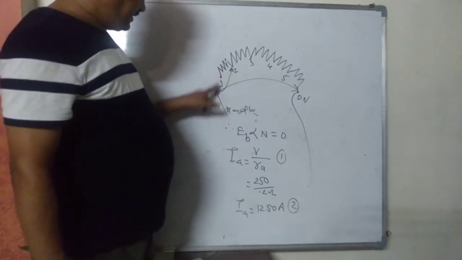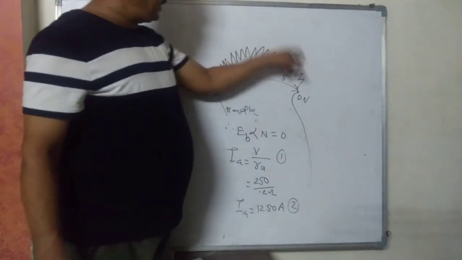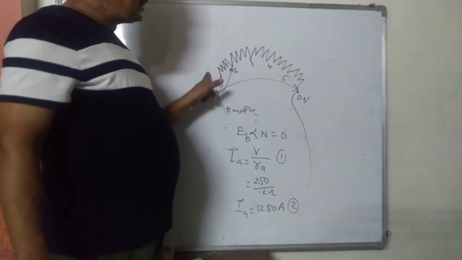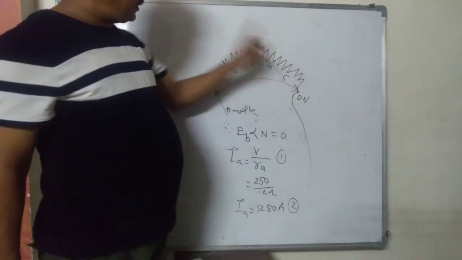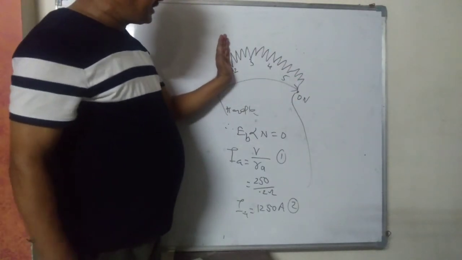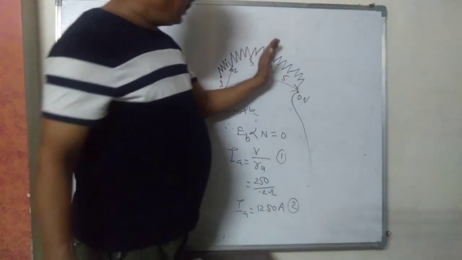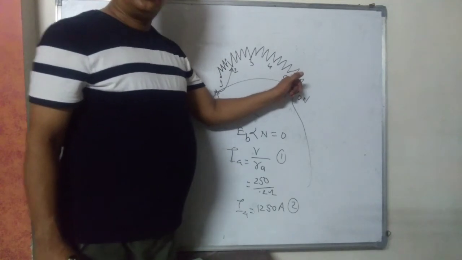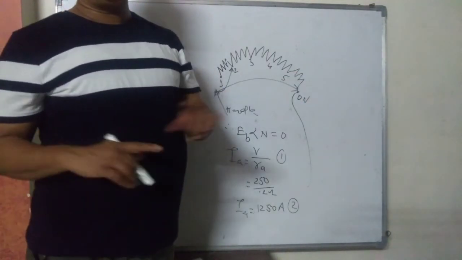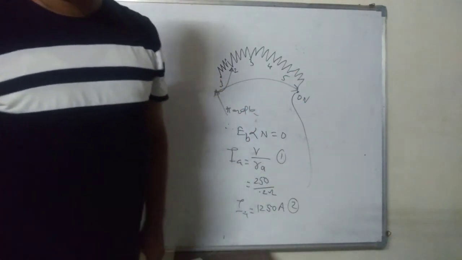Initially, the handle is kept at position 1, whole resistance is connected, high resistance, less current. Then the resistance is decreased, and the current will slightly increase. At the next position, current will slightly increase. And when it is at the on position, the motor starts running at normal speed. This is the working of the starter.